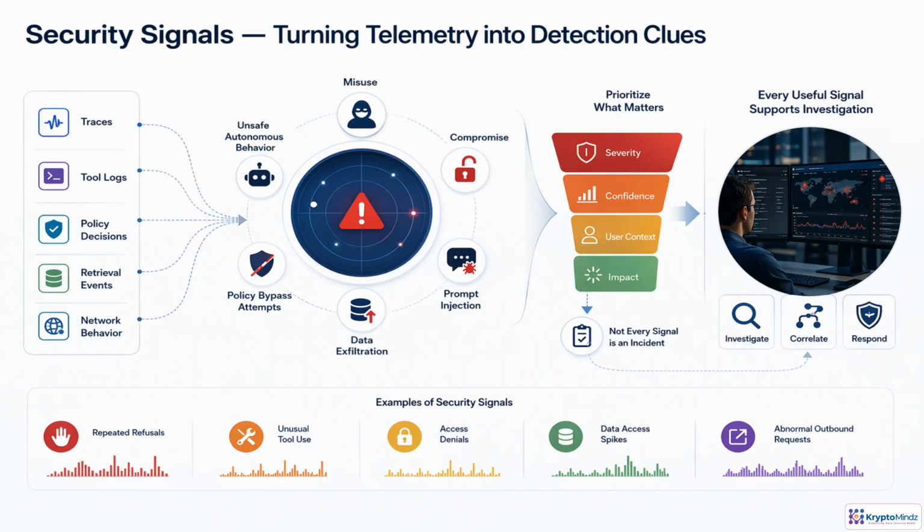Prioritization matters. A repeated refusal or access denial may be benign, but combined with unusual tool use and outbound traffic, it deserves attention. Rank signals by severity, confidence, user context, and likely impact. Not every signal is an incident, but every good signal should help an investigator ask better questions.